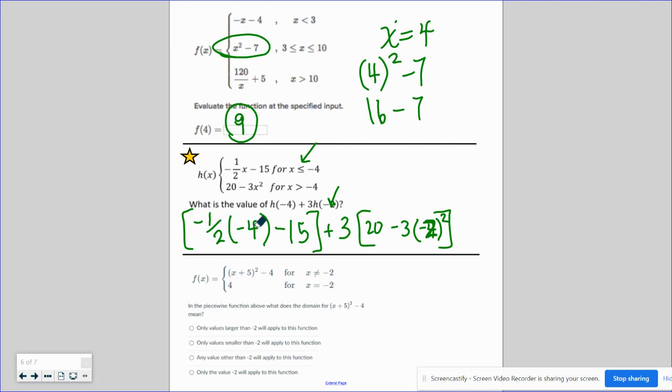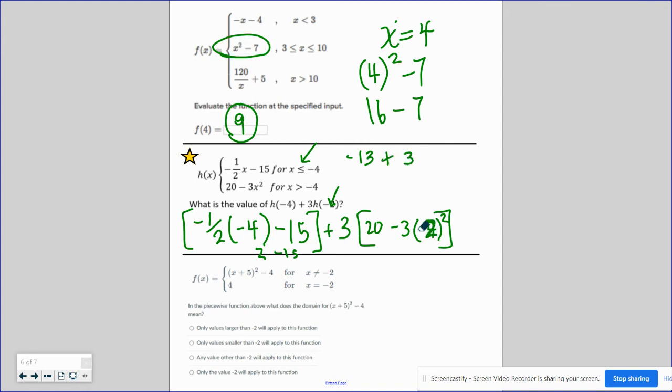So a -1/2 of a -4. Multiplying by 1/2 is the same thing as dividing by 2. And a negative is going to give me a positive. So it's going to be a +2, because 4 divided by 2 is 2, minus 15. Gives me a -13. If I have $2 and I spend 15, I owe somebody 13.